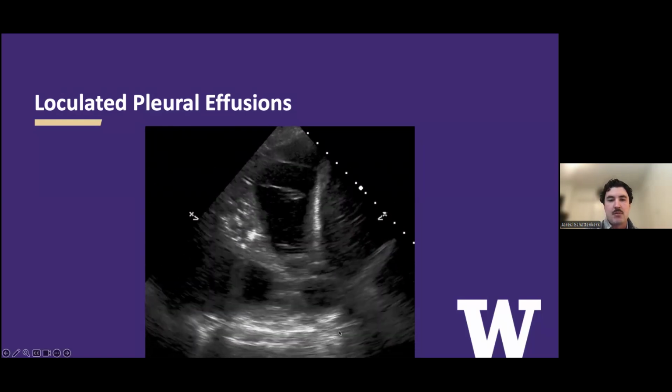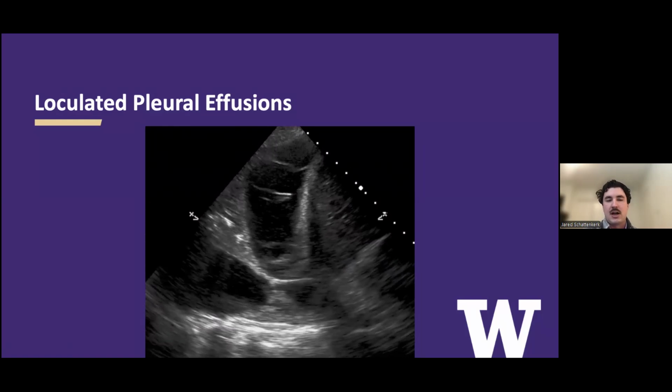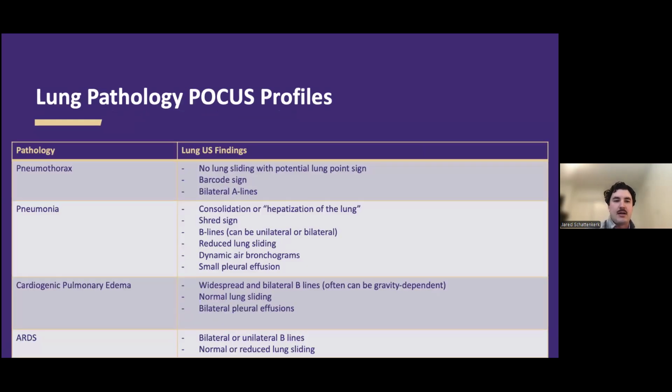So that is the modified BLUE criteria. We talked about lung sliding, A lines versus B lines, signs of consolidation, and then looking at pleural effusions. Again, none of these are 100% diagnostic for any single process, but it's really the pattern of findings you find over your exam that can help suggest a potential pathology.